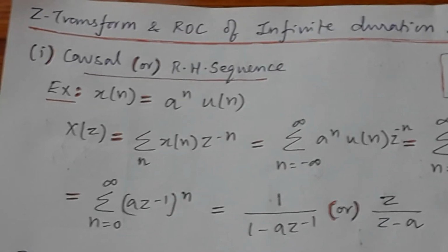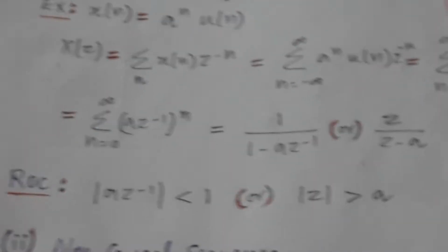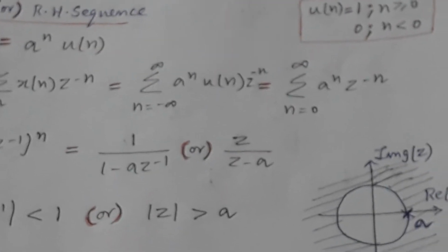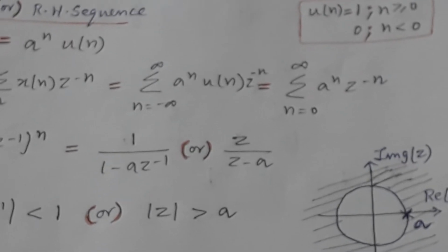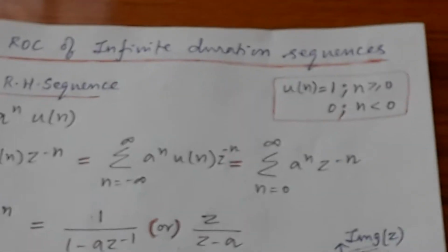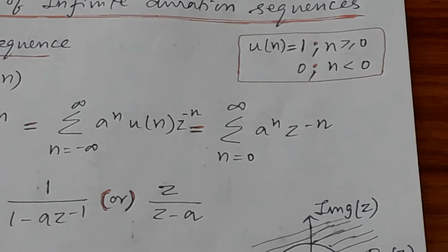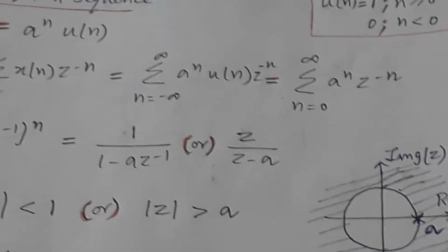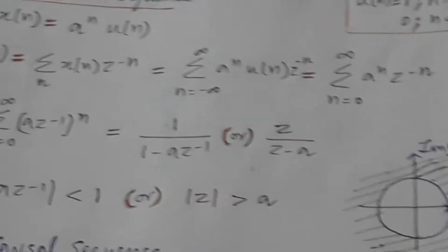So what we have to do, as usual, is the z transform definition, sigma n equal to minus infinity to plus infinity x of n z power minus n. X of n is a power n u of n, so substitute in place of x of n. Since u of n has value 1, wherever you find u of n, remove that and change the limits. That's it. U of n is nothing but 1 for n greater than or equal to 0 and 0 for n less than 0. So the limits now become 0 to infinity a power n z power minus n. So when you combine these two, a z inverse whole power n.